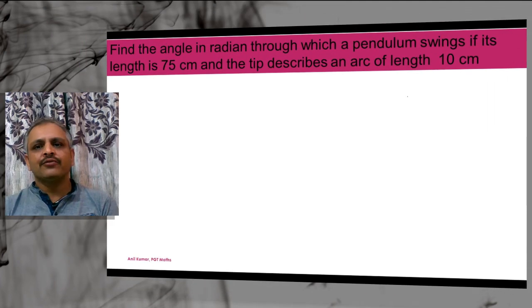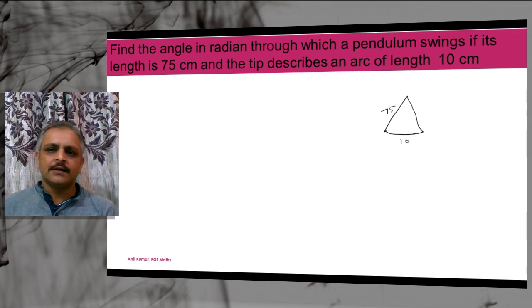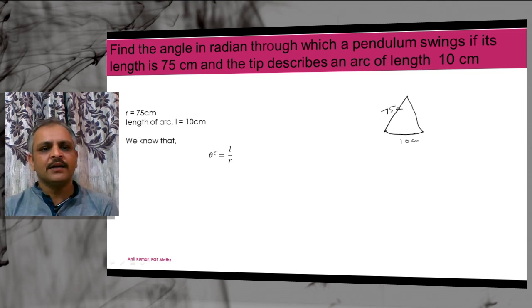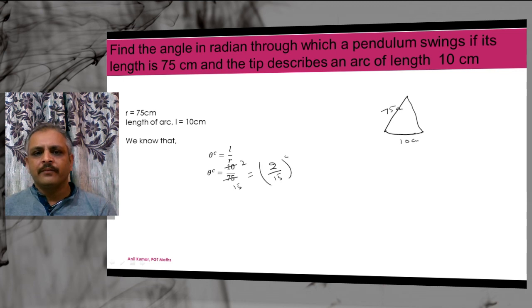Find the angle in radian through which the pendulum swings, if a pendulum is swinging like this from this point to this point, and the radius is 75 and the arc length is 10 centimeter. So R is 75 centimeter, the length of arc L is 10 centimeter, and we know that theta radian is equal to L upon R. So 10 upon 75, which means dividing by 5, 2 by 15 radian. And he asked in radian only, so that's our answer.